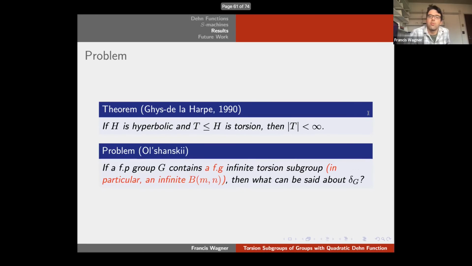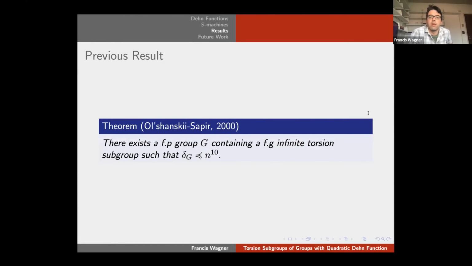So let's make this a little more interesting and beg the question of Olshansky, which is, what if we look at a finitely generated infinite torsion subgroup? Can we say anything about a group that contains an infinite torsion subgroup, which is finitely generated, maybe a free Burnside group as its subgroup? Clearly, it can't be hyperbolic based on Ghys and de la Harpe's result, but can we say anything else? Right? The only result toward this was due to Olshansky and Sapir in the year 2000, where they constructed such a group whose Dehn function was at most n to the 10th.